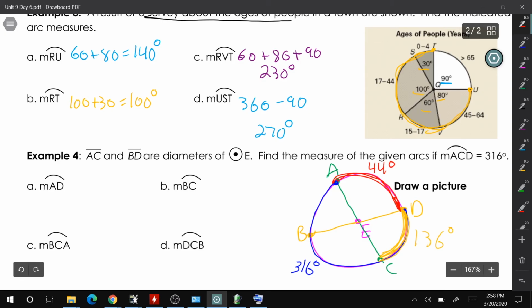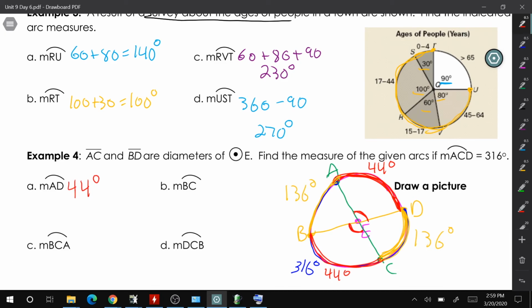Then we can break out vertical angles. So if this is 44 degrees, that means this angle is 44, which means this angle is 44, which means this arc right here from BC is also 44 degrees. And then similarly, this arc right here has got to be 136 degrees. So now we can go and answer these questions. Arc AD, well, we have that as 44 degrees. BC, we have that as 44 degrees as well.